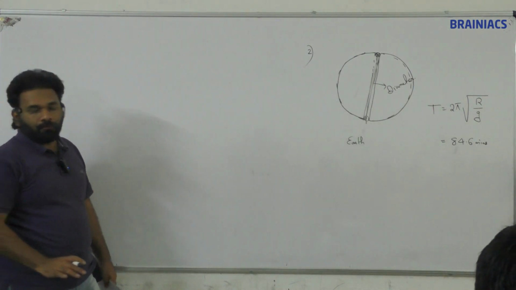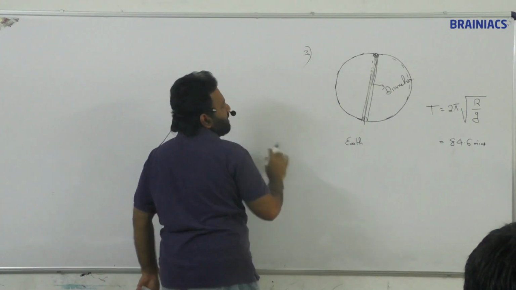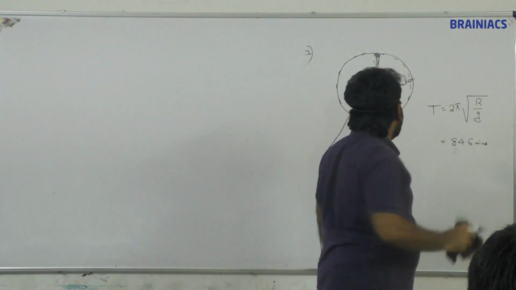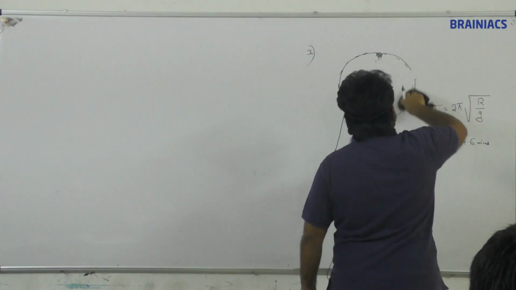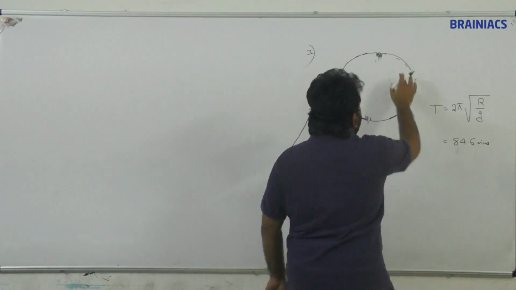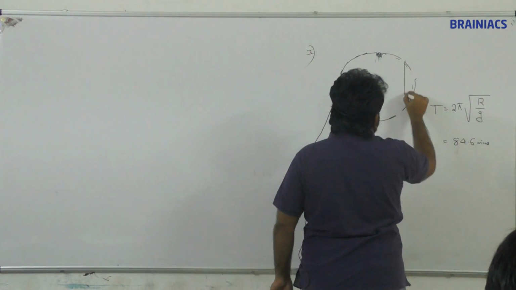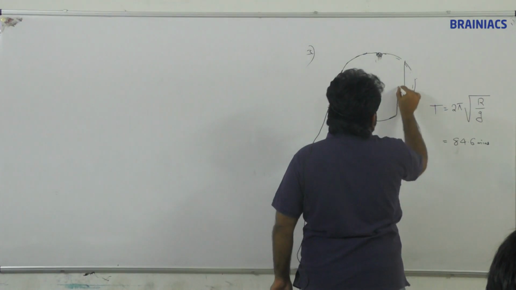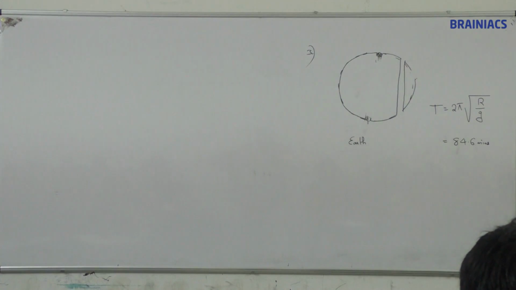Okay, clear? Now third case is same Earth. The difference is not through diameter, but along its chord. Same formula will come.